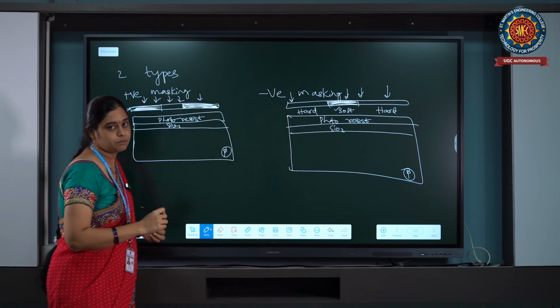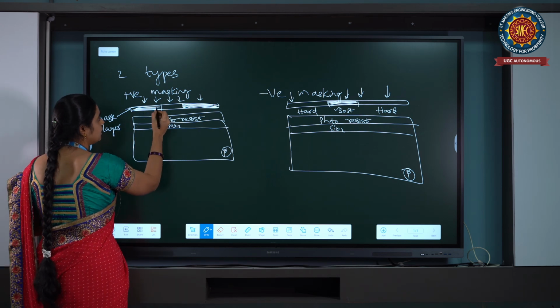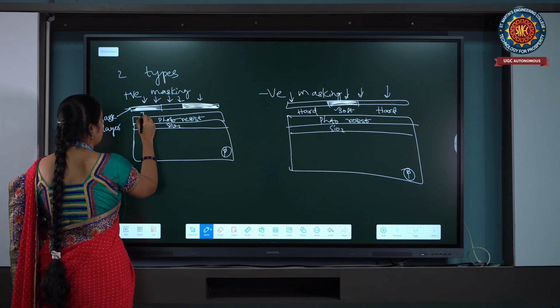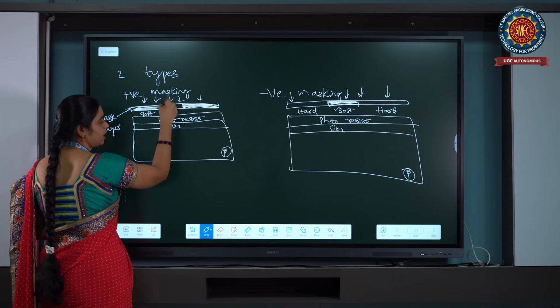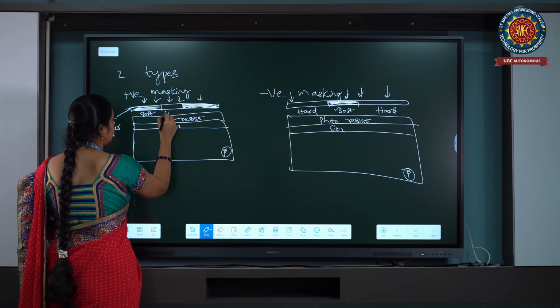So, positive mask is exactly opposite. What will happen in positive mask is, the region which we have shaded here will become soft, and the region which we have left directly, the light sensitive region, will become hard here.